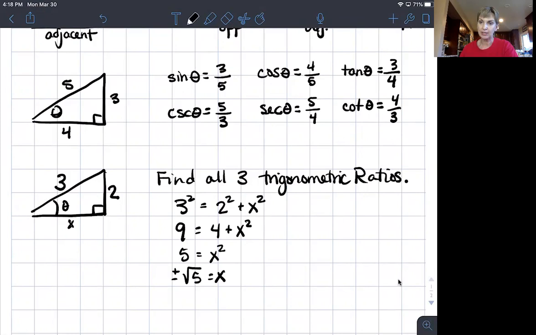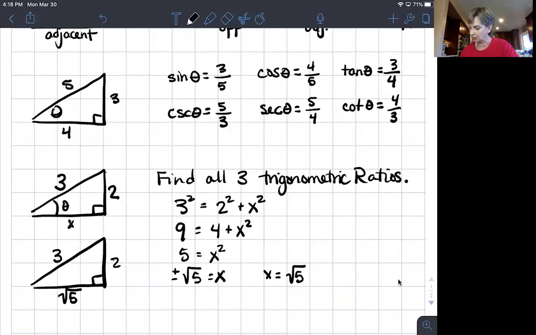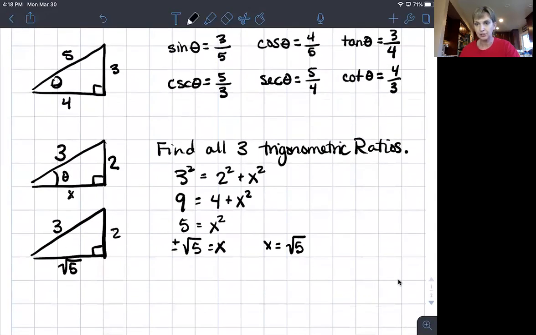Now we know it can't be the negative square root of 5 because this is a distance, the measure of that side. So it's got to be only the positive answer, the positive square root of 5. All right, now we know all 3 sides of our right triangle. The bottom one is the square root of 5. And now we can find all 6 of our trigonometric functions. So let's go ahead and do that.